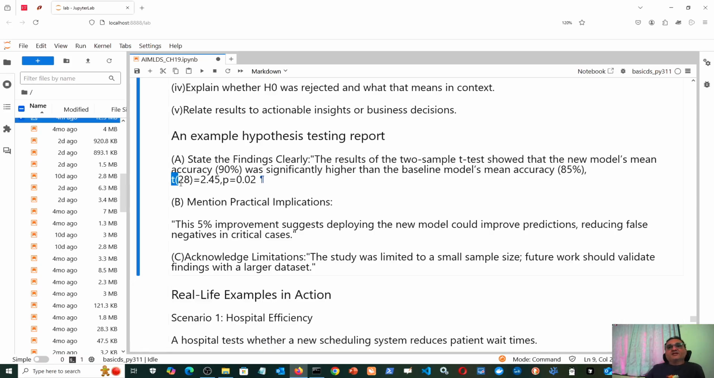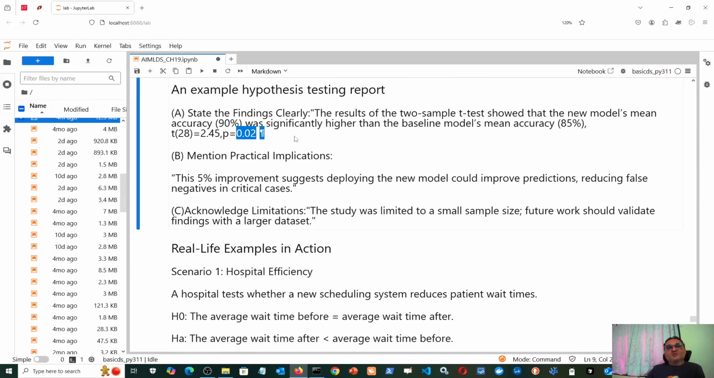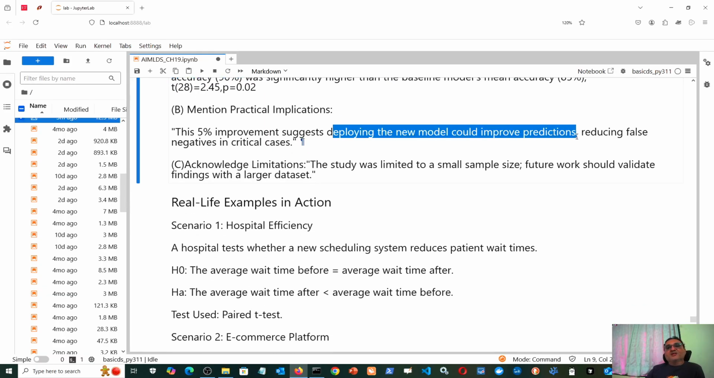The t value was this much, and the p value was 0.02, which means the p value is less than 0.05. So the confidence interval used was 95%. Now this 5% improvement in accuracy, because with logistic regression you are getting 85% and with XGBoost you are getting 90%, suggests that deploying the new model could improve predictions and reduce false negatives in critical cases.